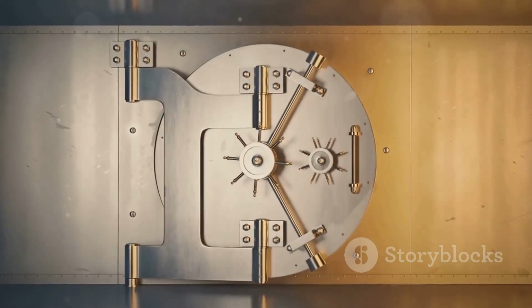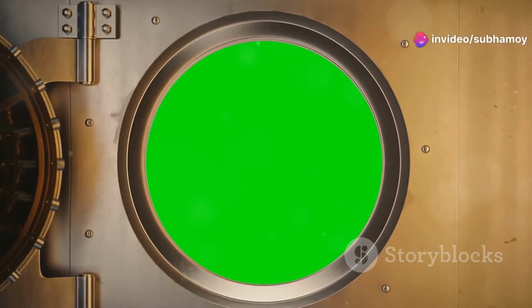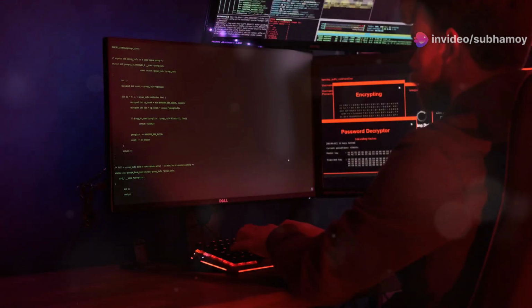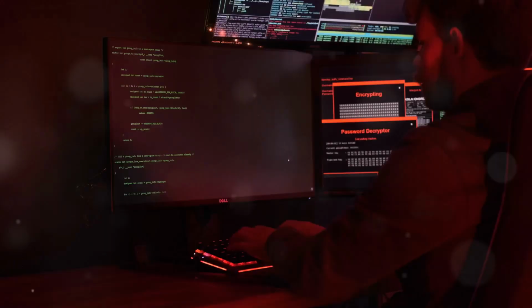Confidentiality. Confidentiality protects sensitive information from unauthorized disclosure. Imagine a vault safeguarding your most valuable data. This involves implementing access controls, encryption, data masking, and secure communication channels.